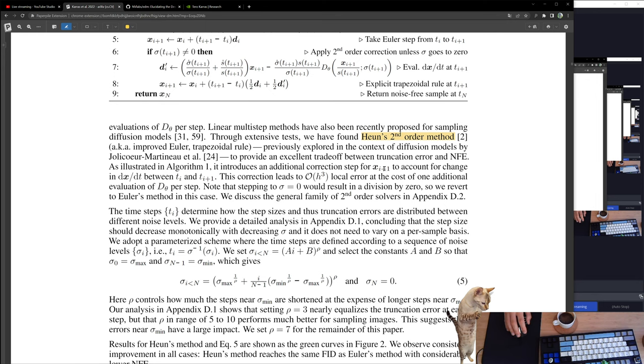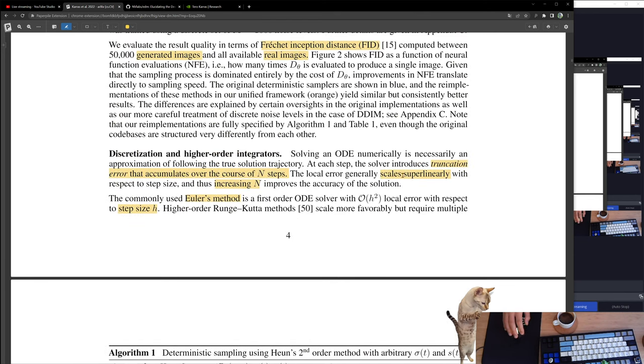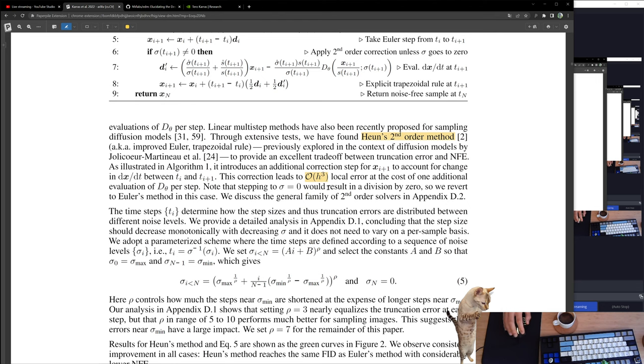Introduces an additional correction step to account for the change in dx/dt. This correction leads to even more superlinear, is it supra or super, superlinear local error, at the cost of one additional evaluation of the denoiser per step.